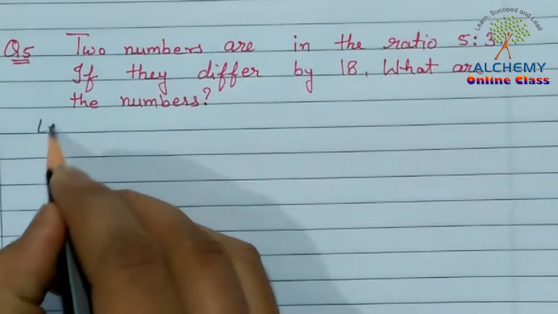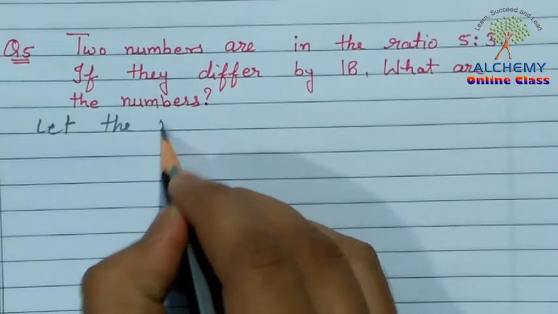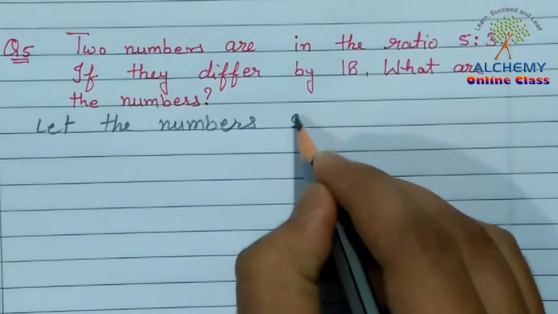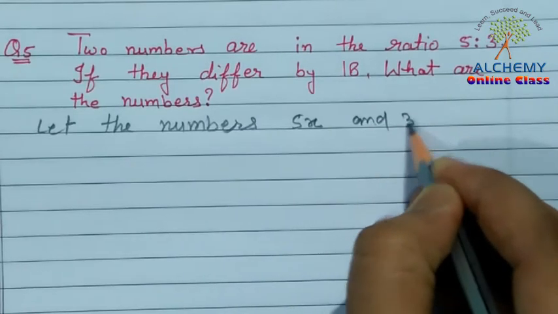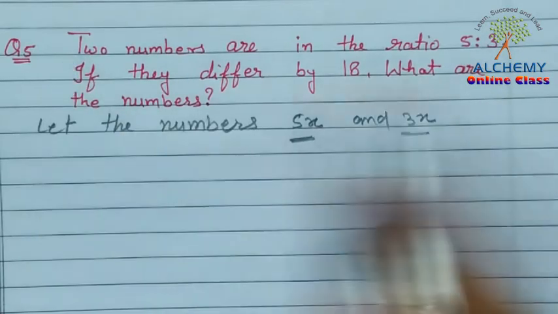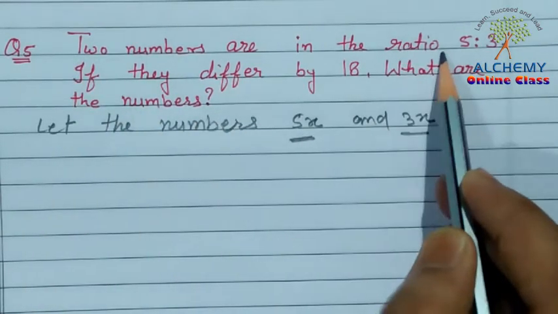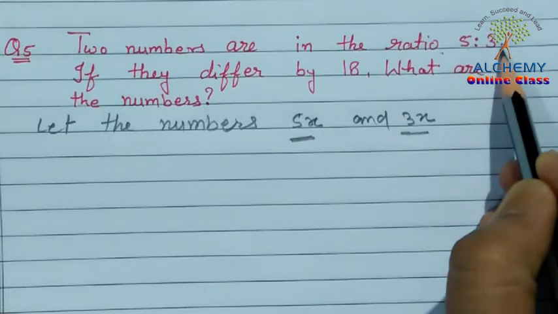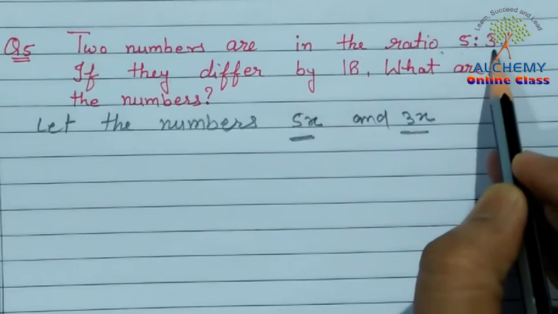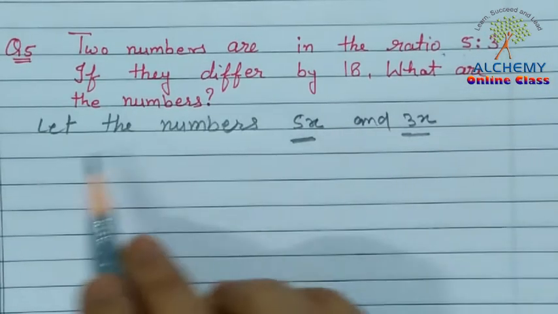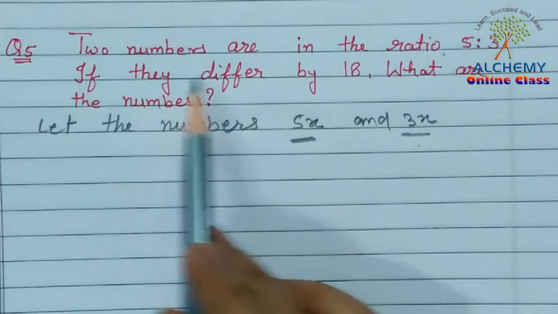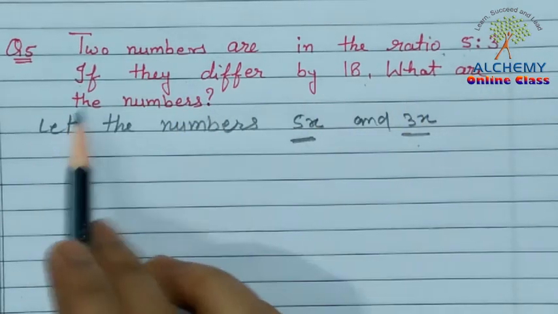Let the numbers be, because they are given in the ratio, 5x and 3x. It is given in the question that two numbers are in the ratio of 5:3. It means the numbers will be a multiple of 5 and a multiple of 3. So we have taken the numbers as 5x and 3x here. If they differ by 18, what are the numbers?